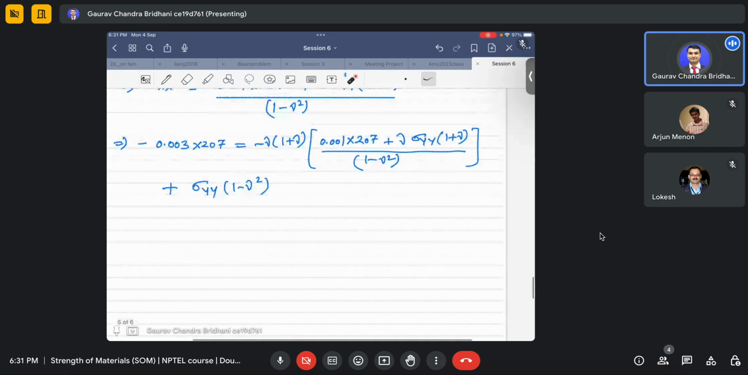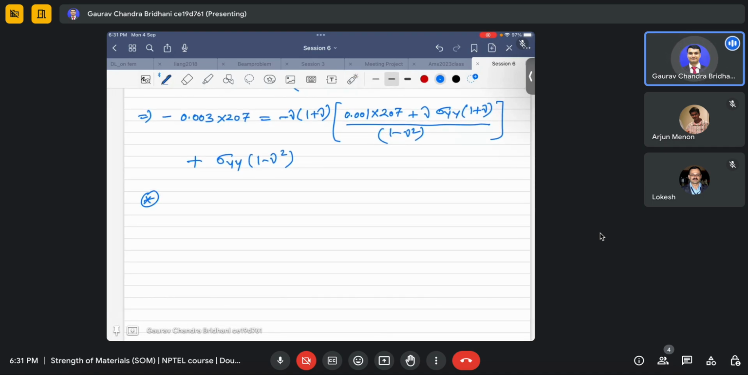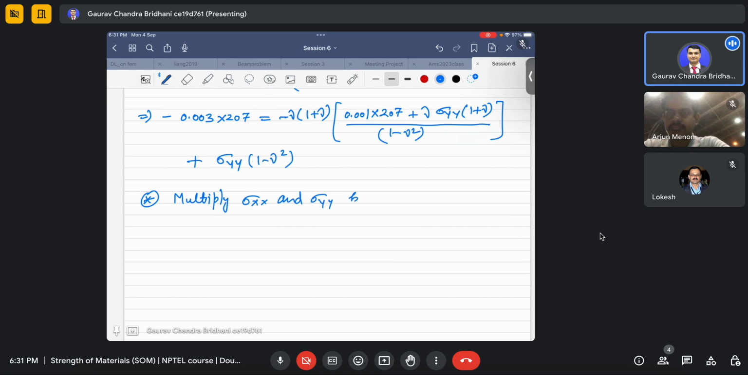So I'll leave this as homework for you. You can solve it. Multiply sigma xx and sigma yy by a factor of 10 to the power 3 to get the values in MPa. To get the values in MPa you need to multiply with 10 to the power 3, and then you will get the full matrix.